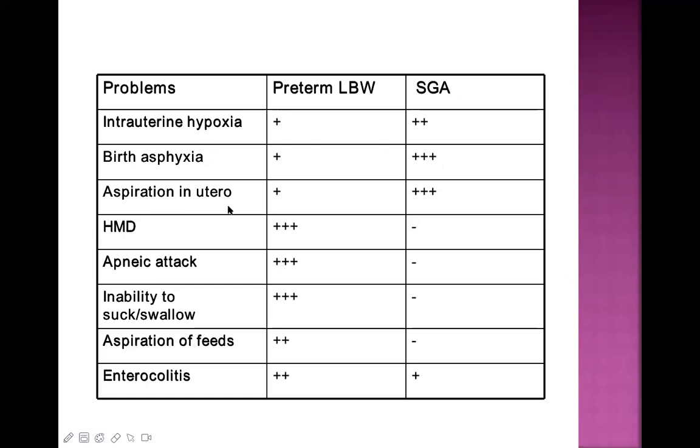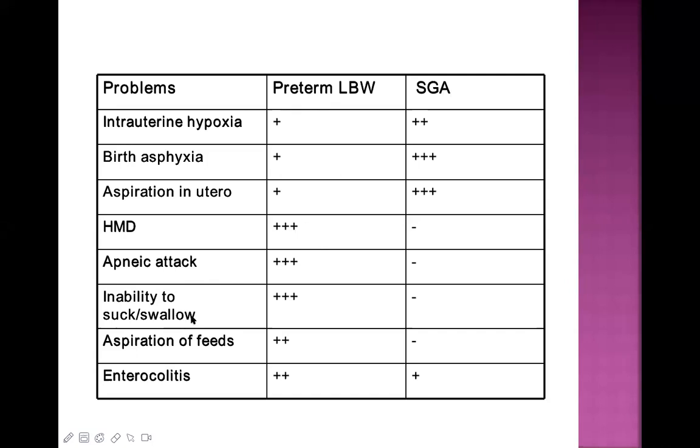Intrauterine aspiration, a part of meconium aspiration, is much more common in SGA again. Hyaline membrane disease never occurs in SGA babies because they are already fully mature. The surfactant is already developed in them. It is only seen in preterm low birth weight babies. Apneic attacks are again seen in preterm babies because the respiratory center is well developed in small for gestational age babies, because they are full term.